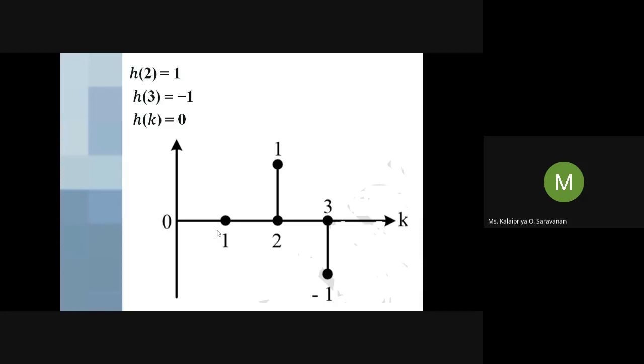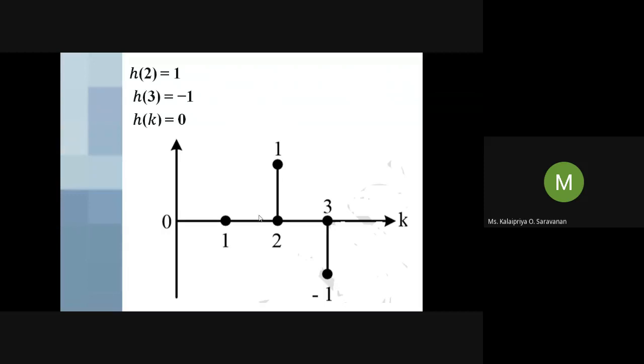Now, if you can see here, I've plotted the values. If you look at the plotted values, every value of k has a finite magnitude: 0, 1, and minus 1. As far as the given values look finite in magnitude, we could say that it has a finite impulse response. So if it has a finite impulse response, then it should be an FIR filter.